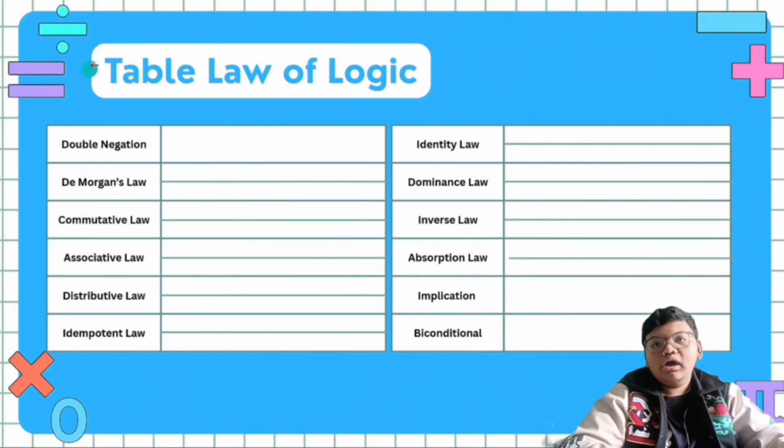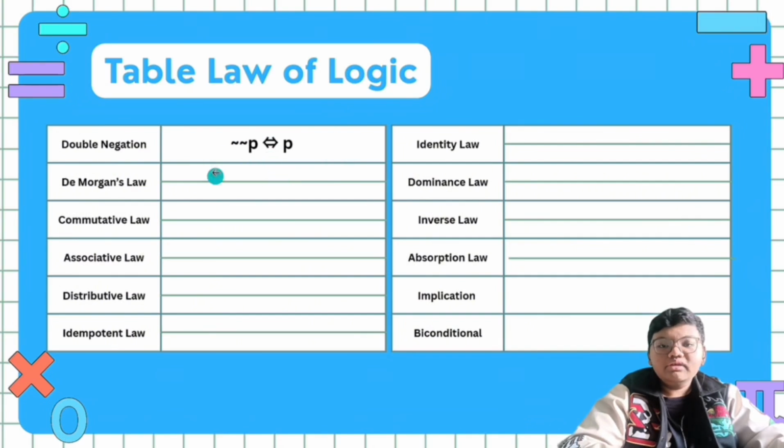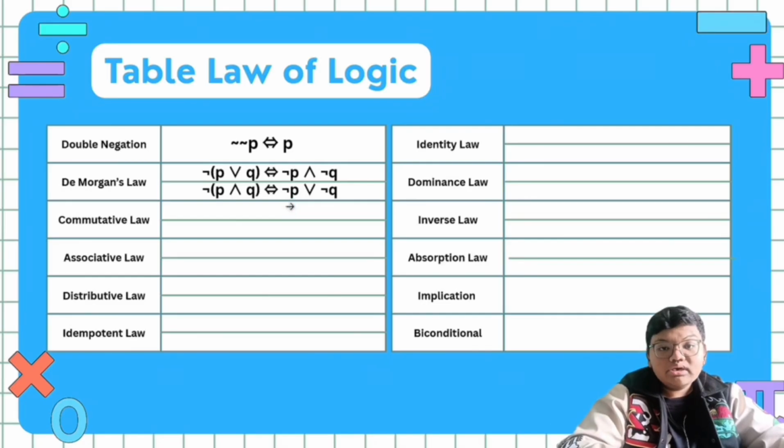Okay, now I will explain the table of laws of logic. First is double negation. Double negation means if a statement is negated twice, it will return to its original value. In other words, not not P is the same as P. Next is De Morgan's law. This law explains how negation works with and as well as or. When we negate an and statement, it becomes or. This law is very useful when simplifying logical expressions.